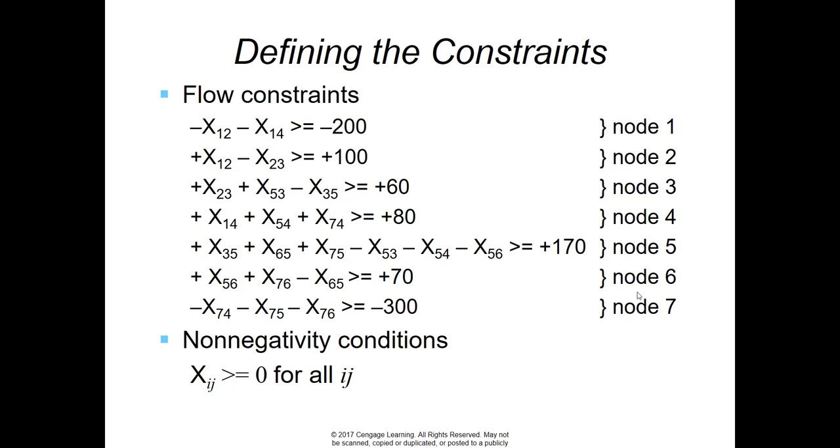So for each node, we write the constraint. Remember that the number of variables in the network problem is equal to the number of arcs that we have, and the number of constraints is exactly equal to the number of nodes that we have. And then we have one more set of constraints, which are the non-negativity conditions. That means all of the Xij should be positive. We cannot send out negative material because it doesn't make sense, right?